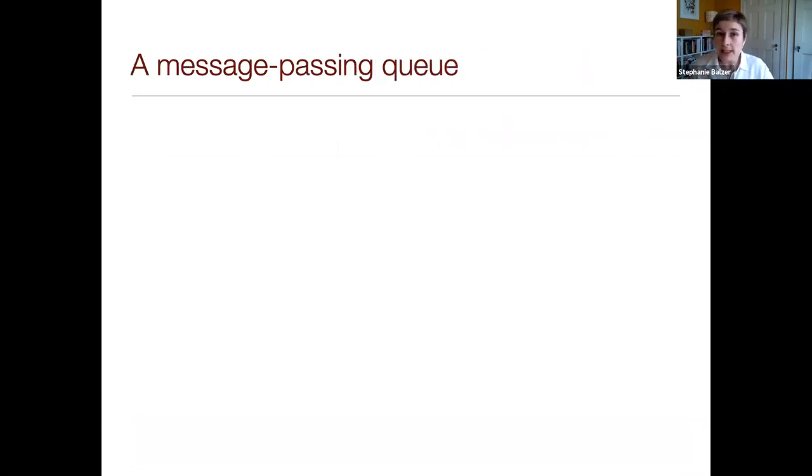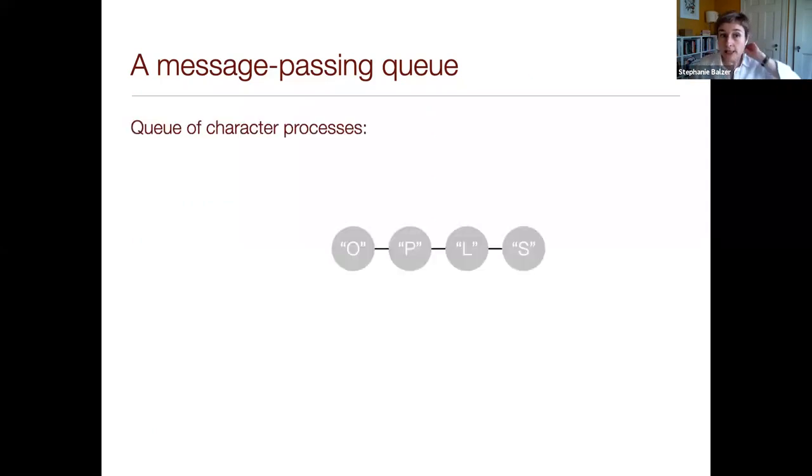So how would we in particular code or represent a queue in this model? We're not going to write code, but we're going to illustrate how we would build a queue out of processes. Let's imagine that we have a queue of processes, and each process contains a character. So here we have a queue that contains the characters OPLS, all right? And I guess you might realize what's coming next.